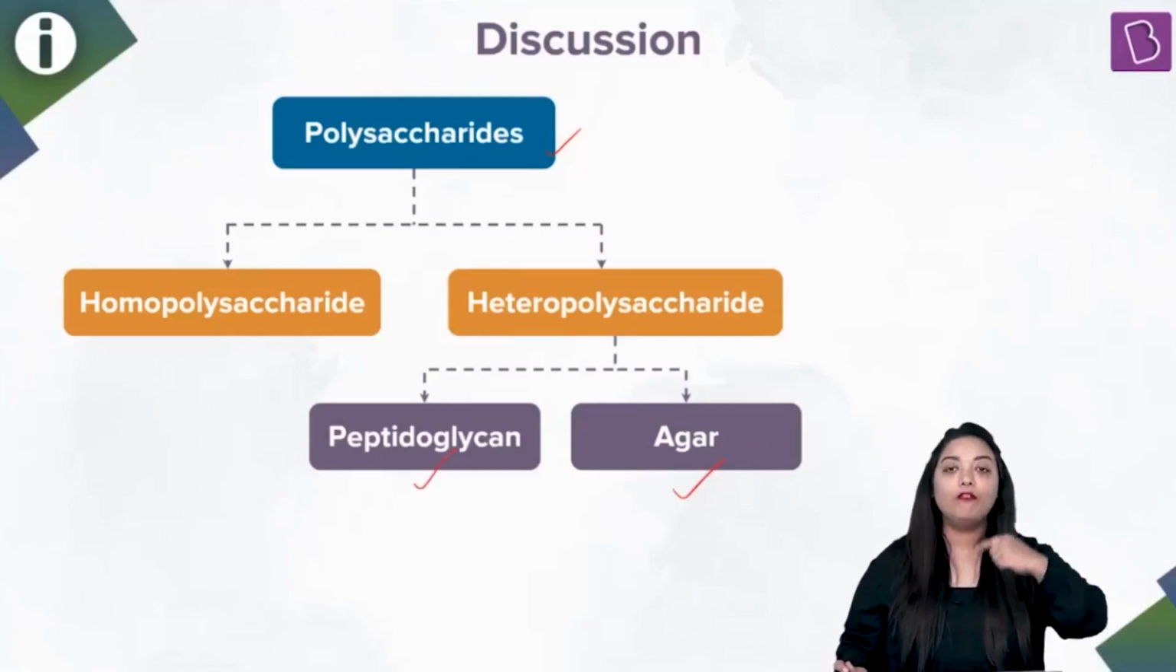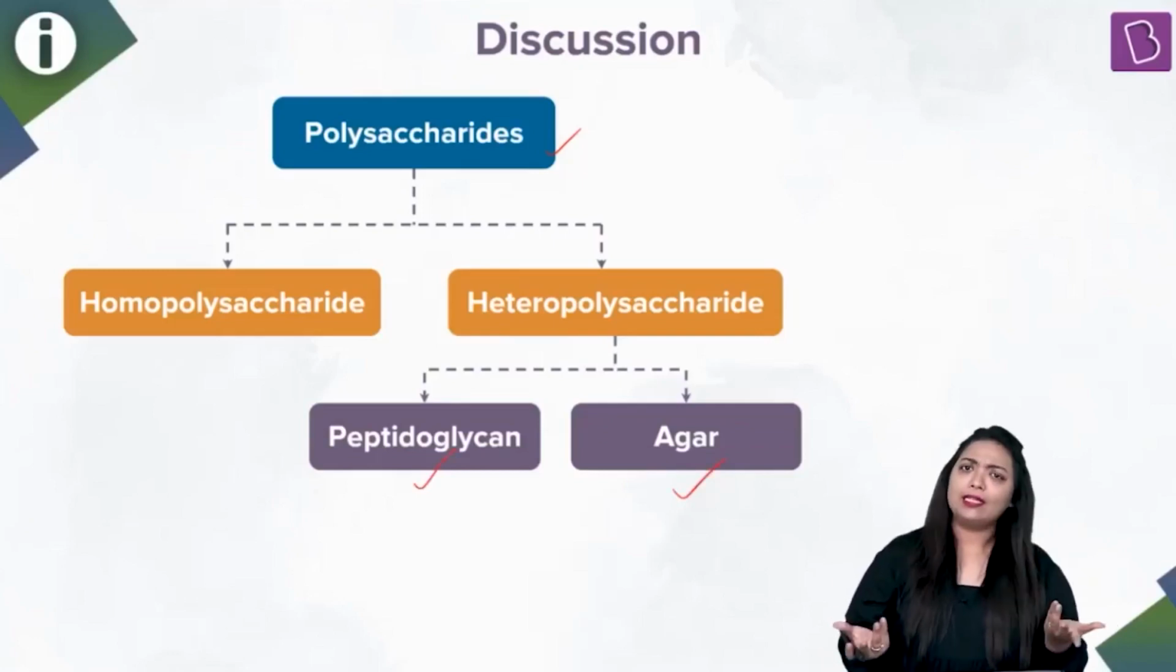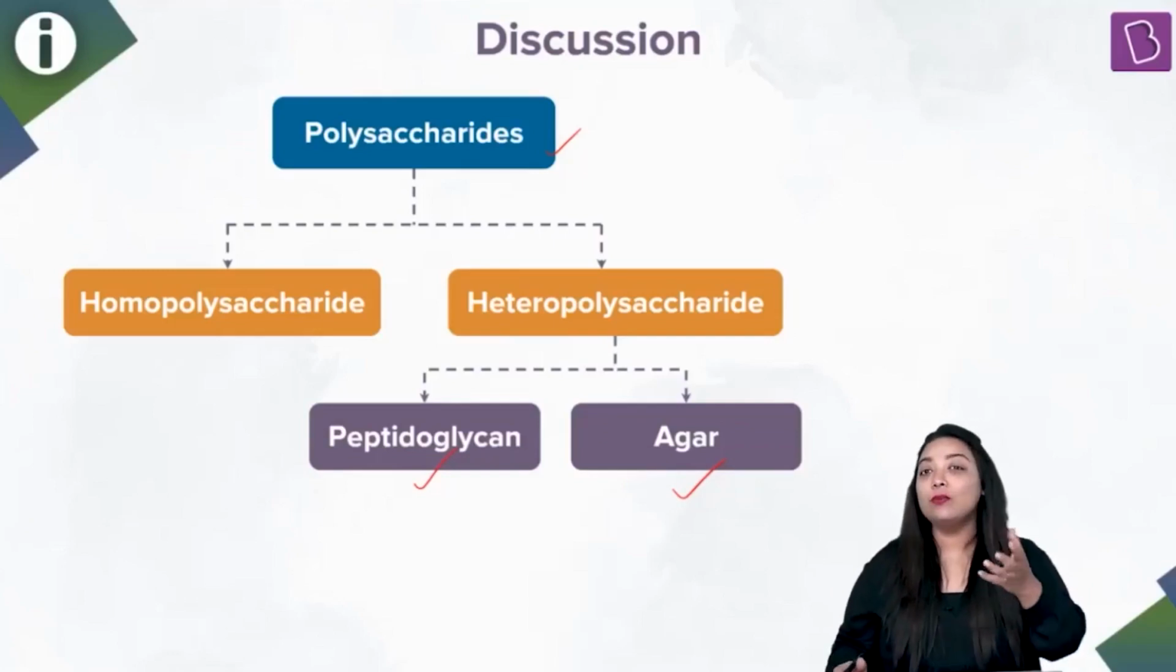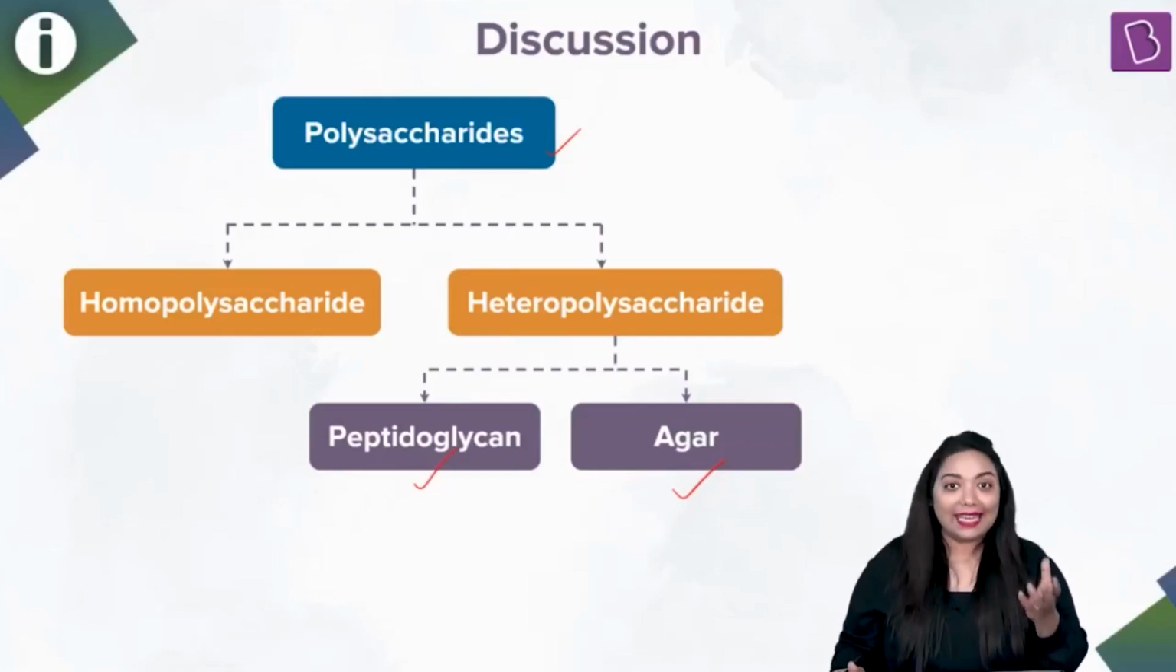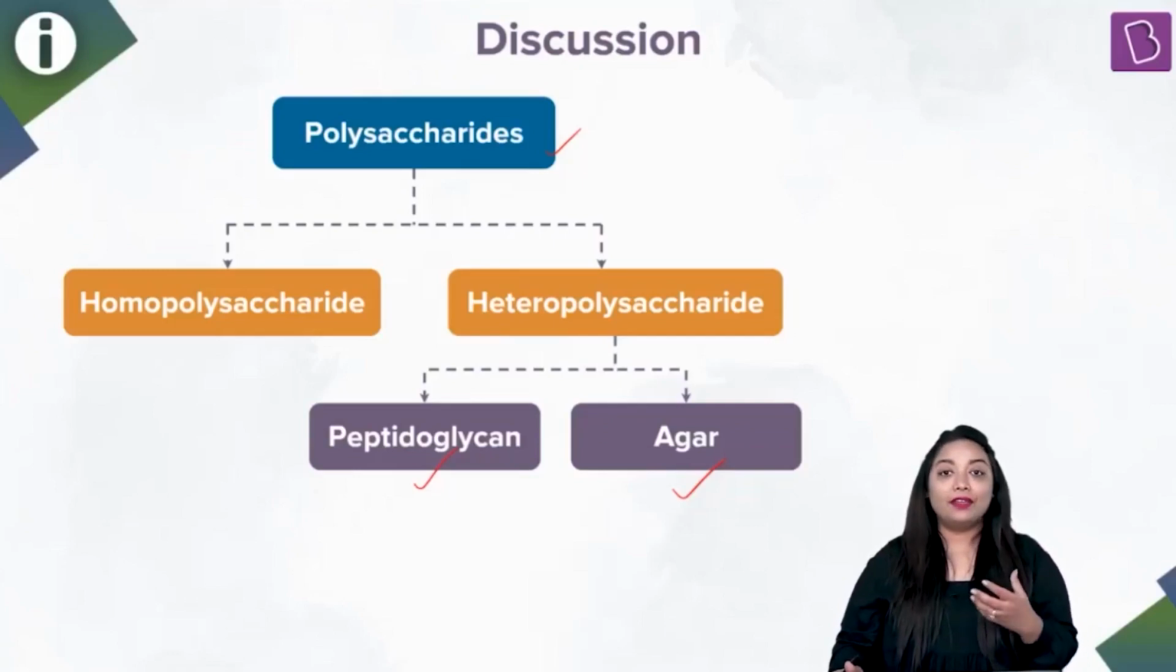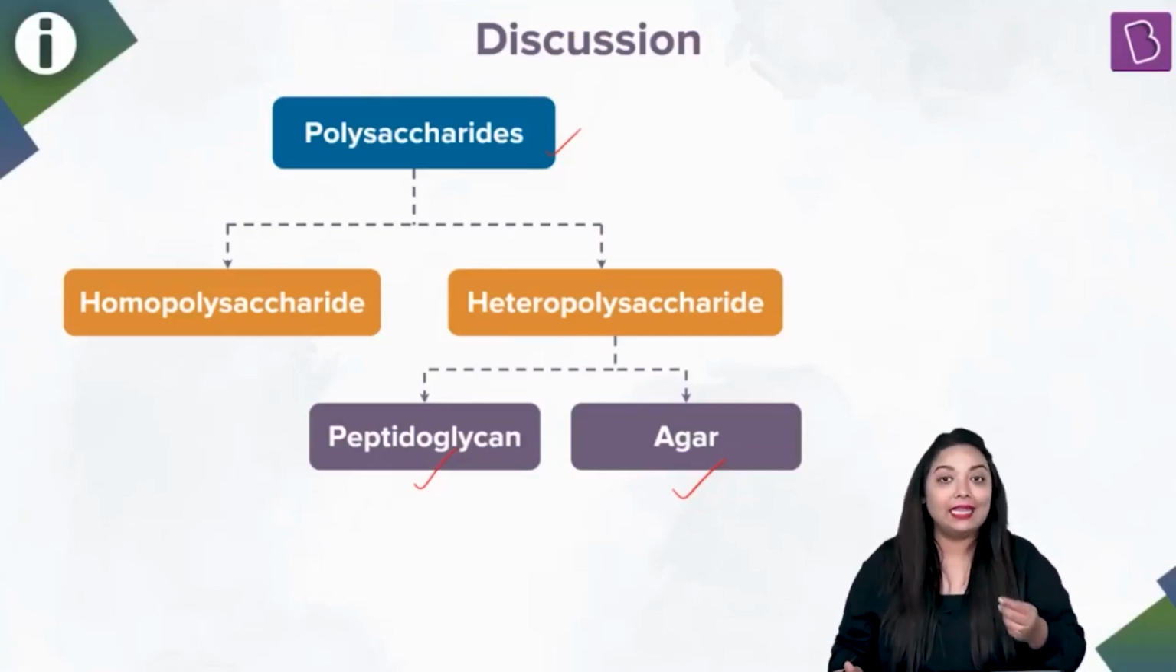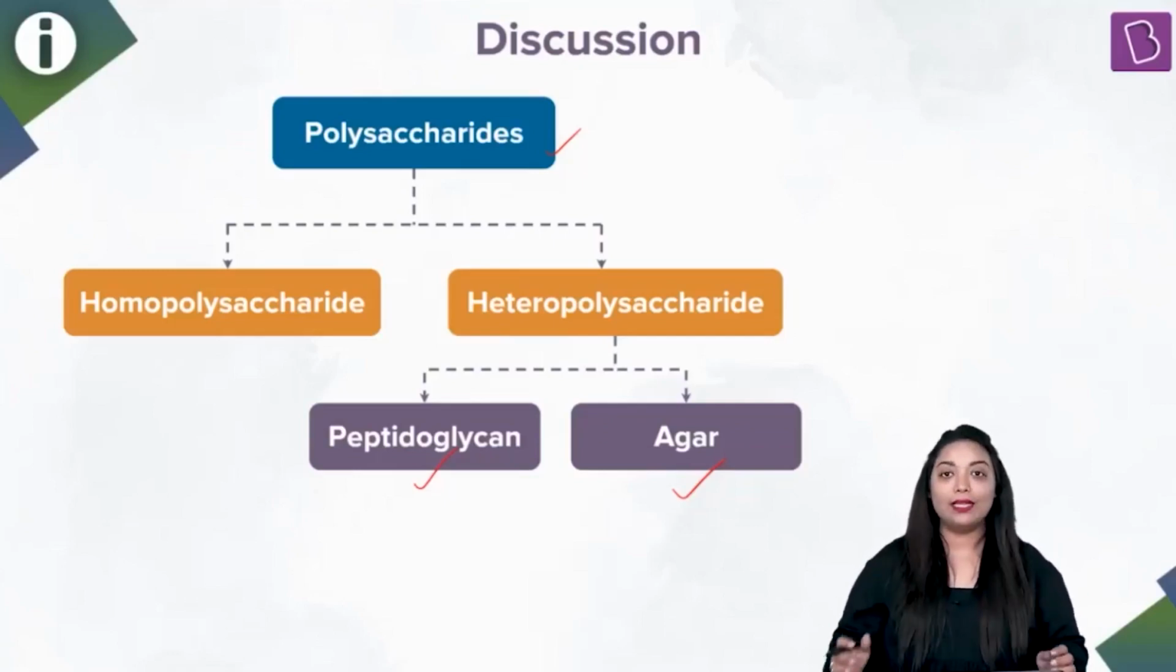Peptidoglycan is in the cell wall of bacteria, we'll see the structure. Agar is a polysaccharide which is obtained from algae. Generally, you must have come across algae. Some of the algae secrete this agar, which is a polysaccharide.